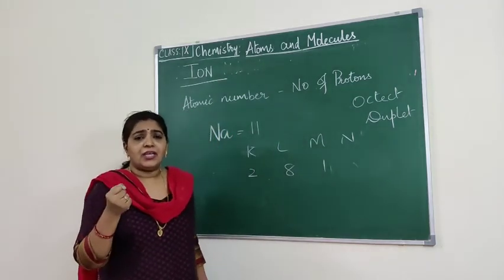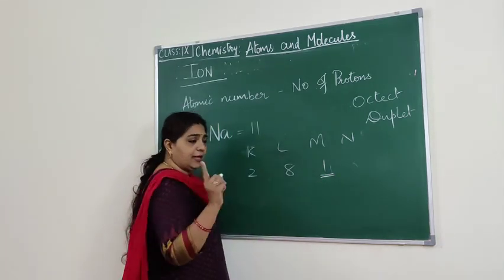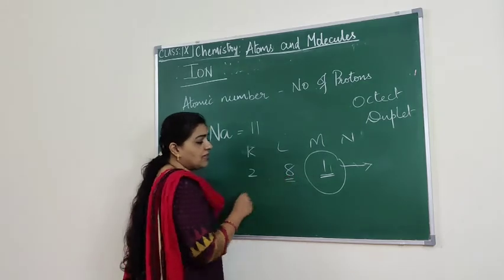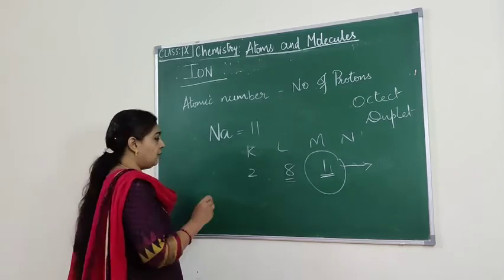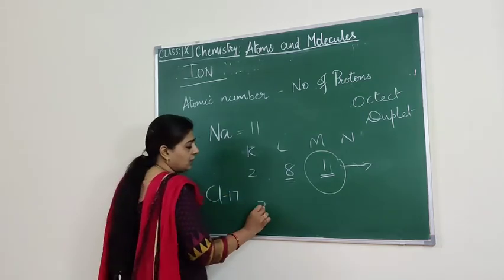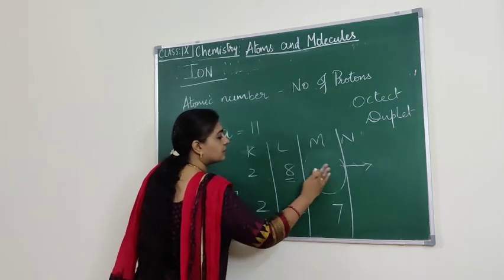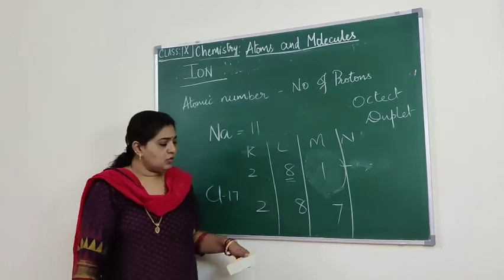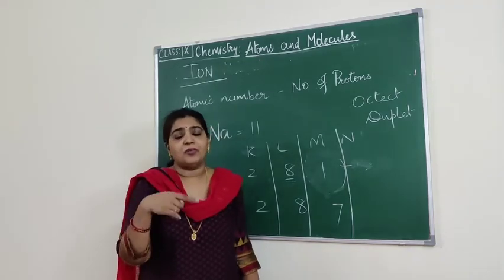So they are waiting to become stable. In the case of sodium, the outermost shell has only one electron. If it gives out this one electron, it becomes stable, because the outermost shell will then have 8 electrons. So it is waiting to give off that electron. Now, let us take chlorine. The atomic number of chlorine is 17, so it will be 2, 8, 7. Look at this chlorine. In the outermost shell, it has seven electrons. If it gets one more electron, it will become stable.